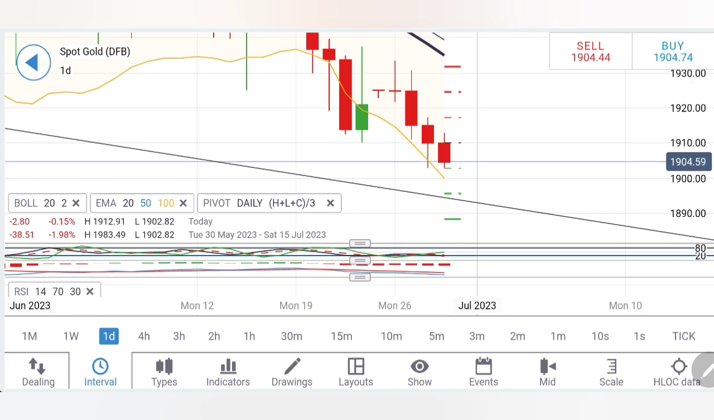Certainly more further bearishness will take it towards 1887, 1870 levels in the near future. Hence take this trade accordingly.